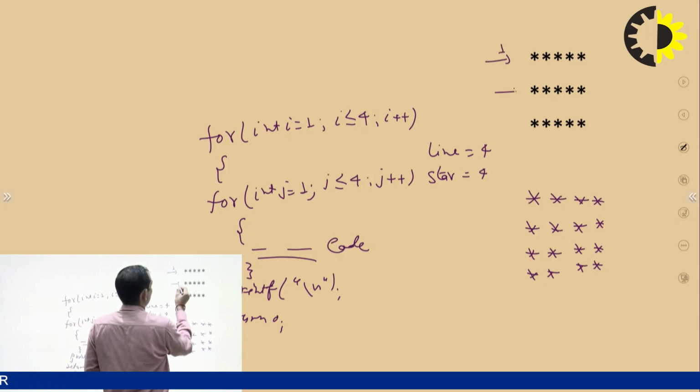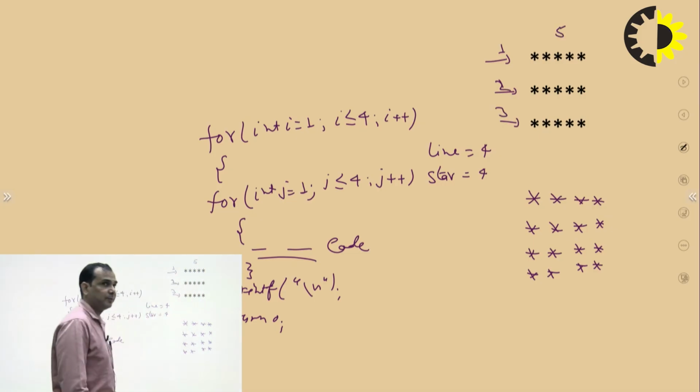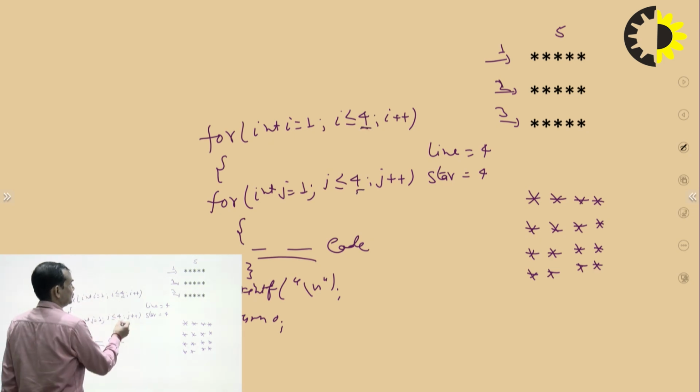But here, how many lines? We use the number of lines as 3. And how many stars in each line? The number of stars in each line is 5. Means here our value is changed. So whether we have to write 3 here, we have to write 5 here.